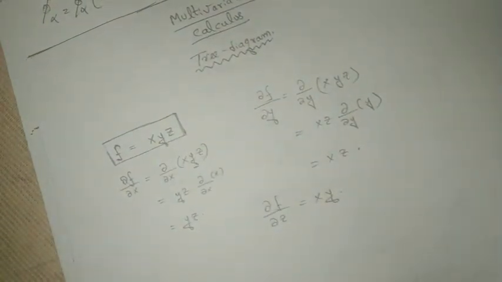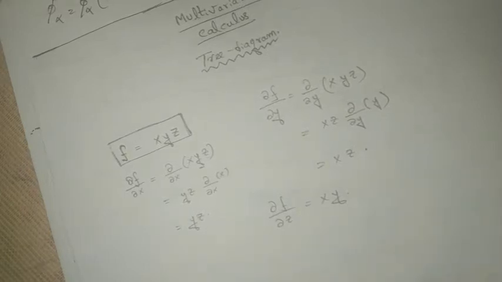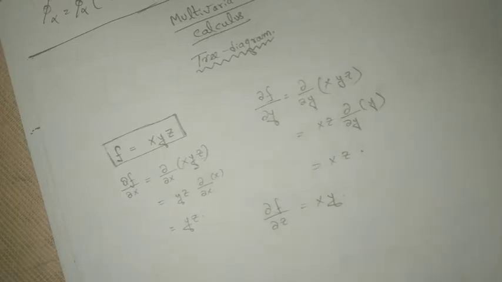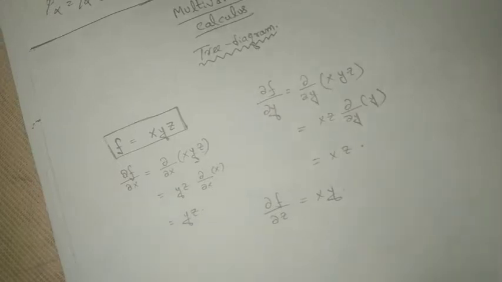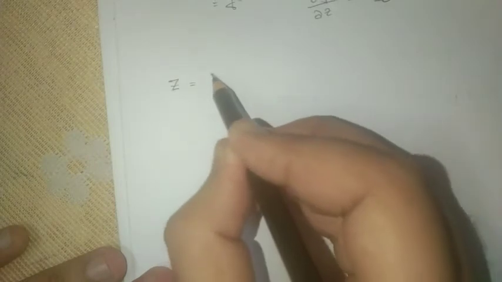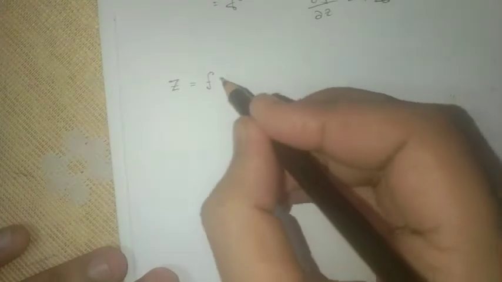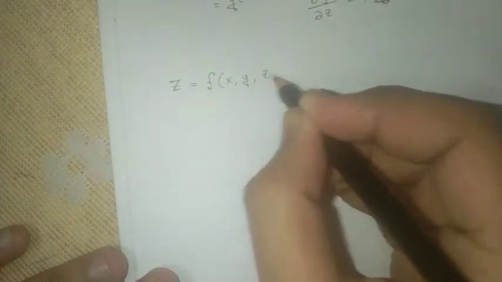So today we are going to learn the tree diagram. It's very easy, just see this with attention. Suppose there is a function z, and this z is a variable. This z variable depends on three more variables, which are x, y and z.